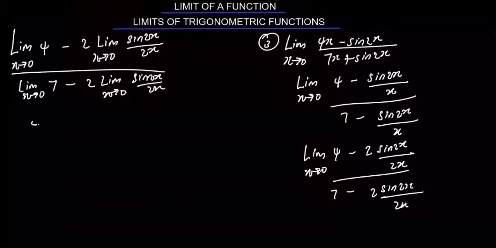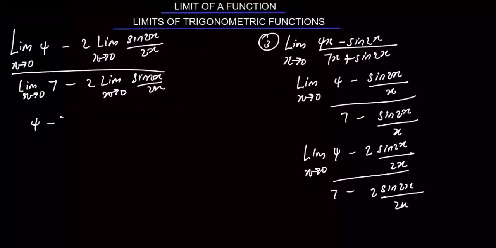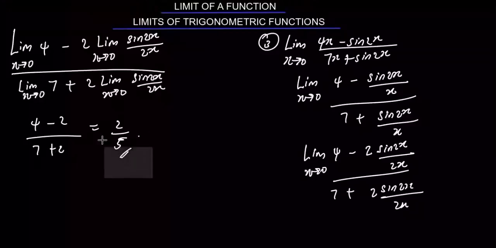So let's go. This will give me 4 minus 2, remember this limit is 1, over 7 plus 2, and that will give me 2 over 5. Oh, there's a mistake here actually. This is positive, this is positive, this is positive, and this is positive. I'm sorry about that. So this will give me 2 over 9. All right, so this is correct. Let's see another problem.